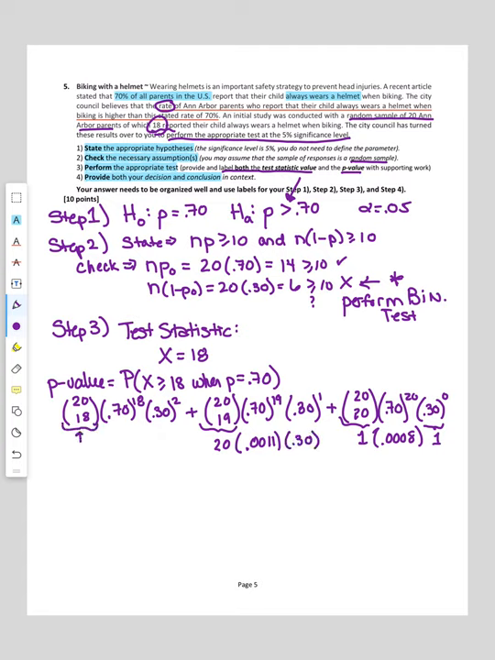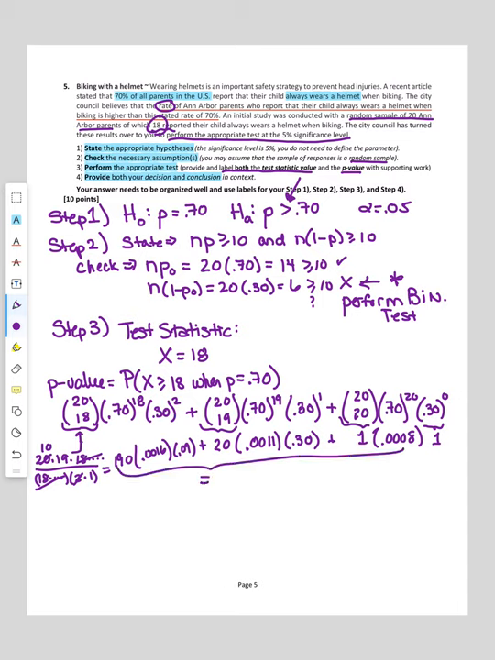This 20 choose 18 is something that would need to be computed. And we can use our calculators to do so, or we could do a quick little calculation on the side. We would have 20 factorial on the top. We would have an 18 factorial that will cancel with most, and we'll be left with a 2 factorial. So the 18 down cancels out. 2 goes into 20 10 times, so that's going to be 190. And then we would have our 0.7 to the 18th, and squaring the 0.3. And we need to add up those 3 terms. Doing a little calculator work gets our p-value that is quite small, 0.0354.